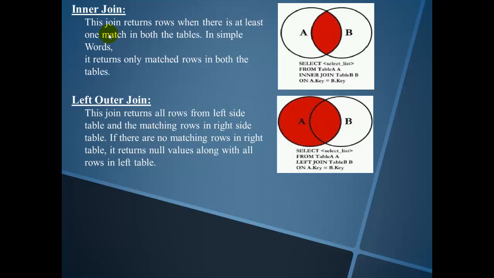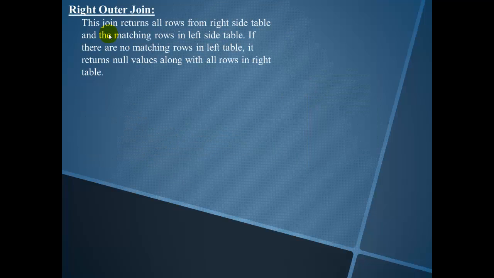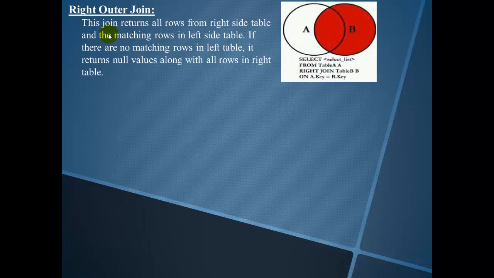I'll move to the next slide, which describes right outer join. Right outer join is, I would say, vice versa for the left outer join. This join returns all rows from the right side table and the matching rows in the left side table. If there are no matching rows in the left table, it returns null values along with all rows in the right table. It will be like this image. In the coming slides, I'll give you an example for every join in detail. You don't need to worry. At that time I'll cover the definitions too.